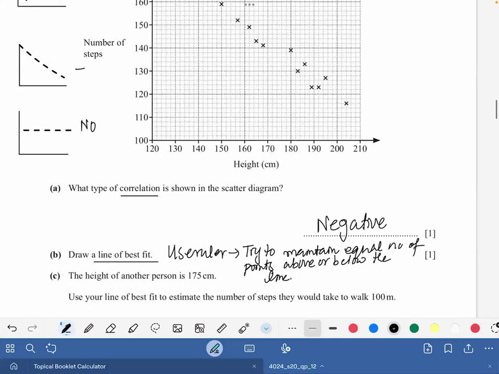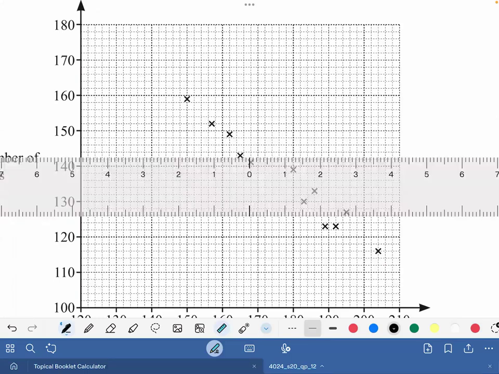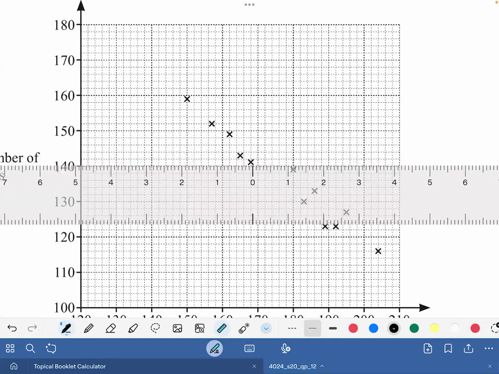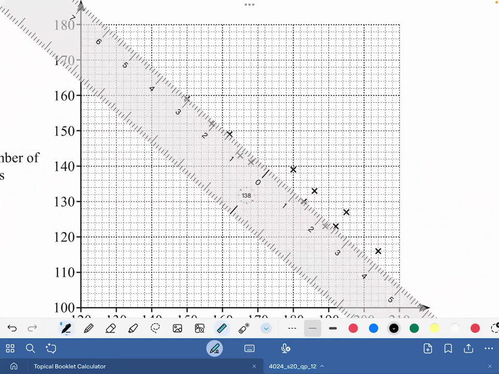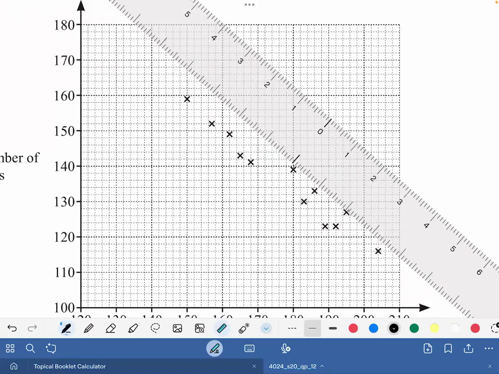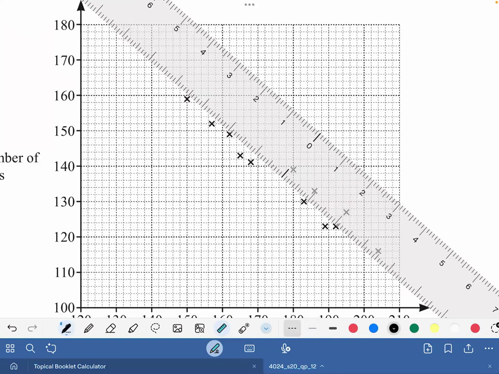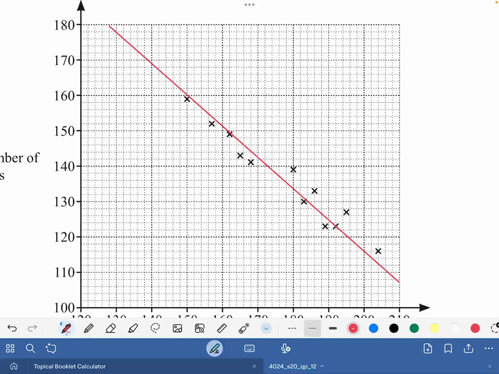So how to draw the line of best fit? Let's pay attention. In the Cambridge examination you will have a scale, and if I cannot draw the line this way, I have to rotate my ruler this way. First of all, I need to check whether my line is perfectly fine or not. There should be an equal number of points above and below the line. So let me just draw the line here, intentionally, and draw in one go only.